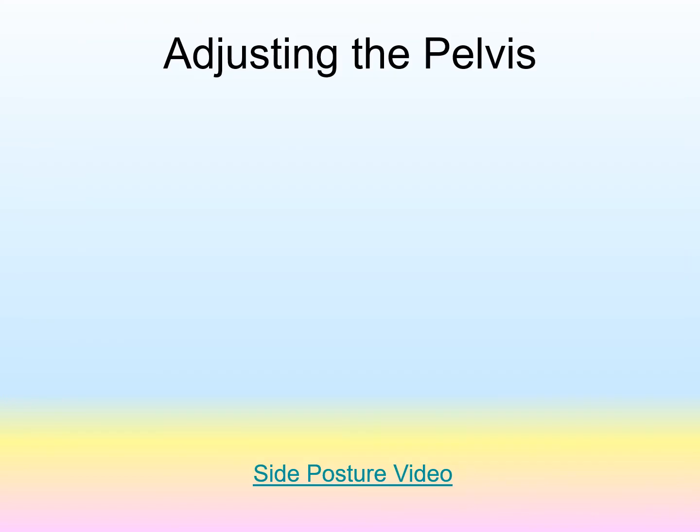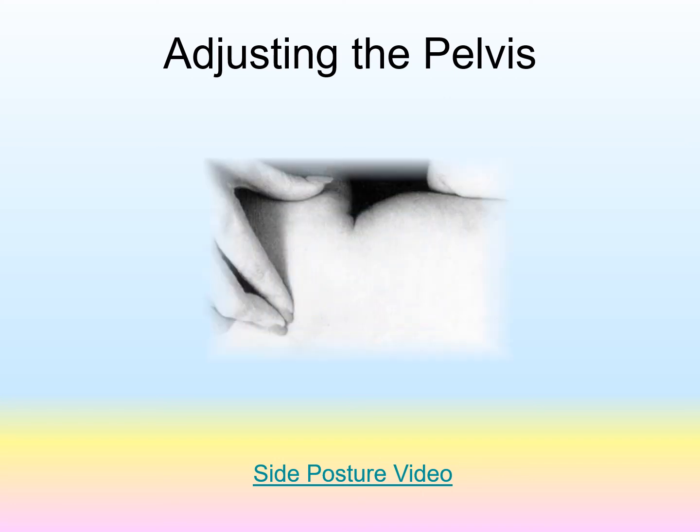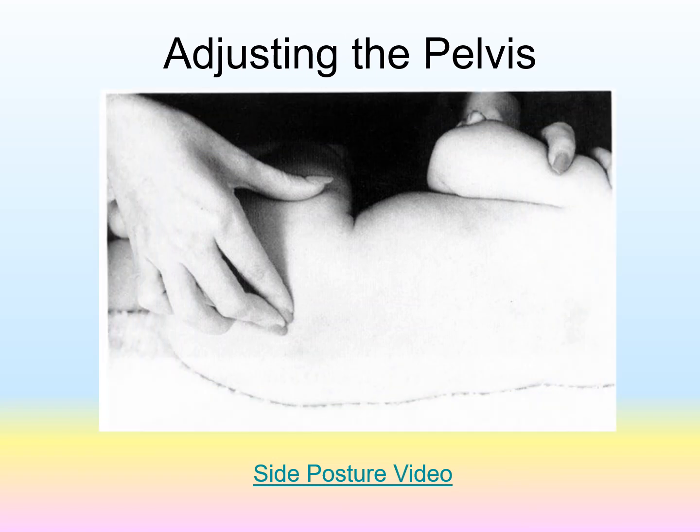Adjusting the infant pelvis. The infant pelvis is adjusted very similar to the way the adult pelvis is adjusted. We can adjust infants in side posture. It's just a modified side posture technique to make it work for the infant. As we see here, Dr. Onrig has the baby in side posture. I believe this is probably a sacrum setup.